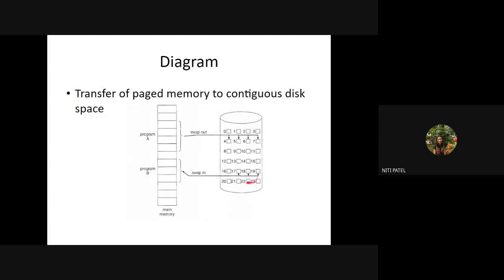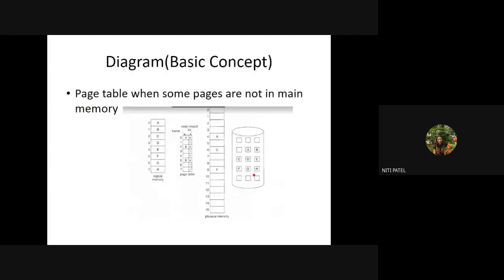They have to be continuous in the secondary memory also. Understood up till here? Yes, ma'am. Now, the page table when some pages are not in the main memory. So what did I say? When the pages are not in the main memory, what do you do?